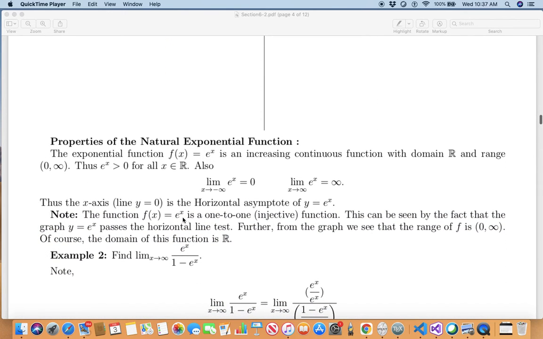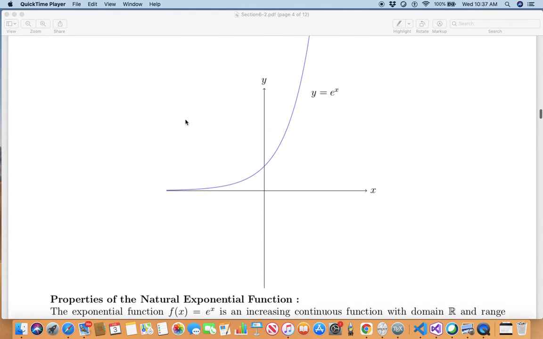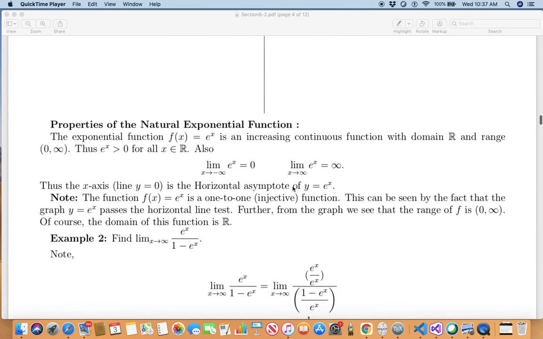The function f of x equals e to the power x is a one-to-one, injective function. Notice it passes the horizontal line test. This can be seen by the fact that the graph y equals e to the power x passes the horizontal line test. Further, from the graph, we see that the range of f is 0 to infinity, which we already know, and the domain is the set of all real numbers.